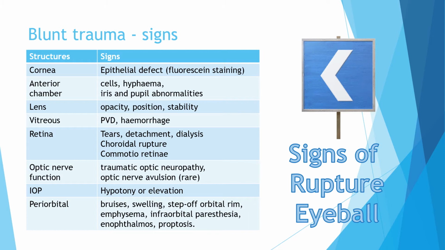Now, for the optic nerve, you worry about traumatic optic neuropathy. Intraocular pressure could be high or low, depends on whether there is any ruptured eyeball or presence of hyphema. And for hypotony, you have to be very careful.